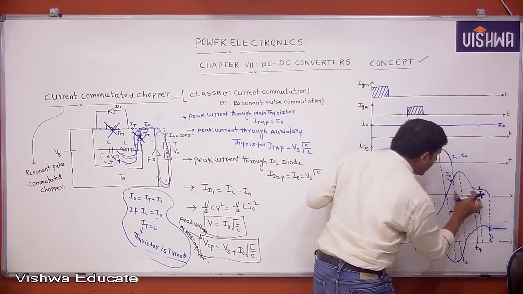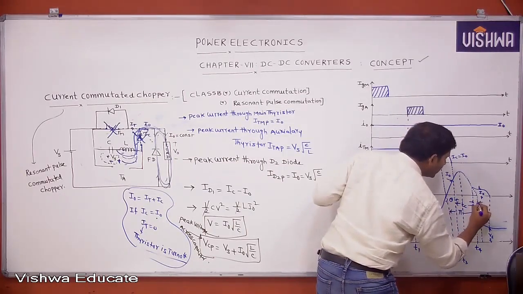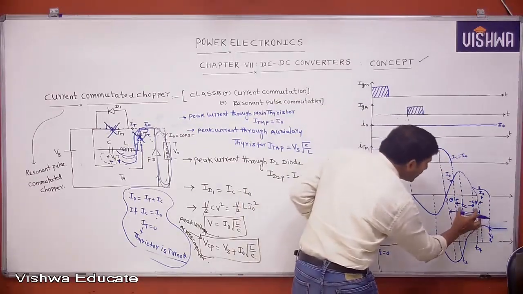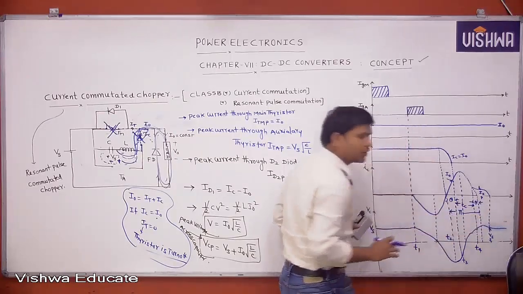This is pi, because of the half cycle. Let me assume this angle is theta, and this angle is also theta. Then the circuit turn off time is this one. From the total pi, you subtract theta, and that gives the circuit turn off time.